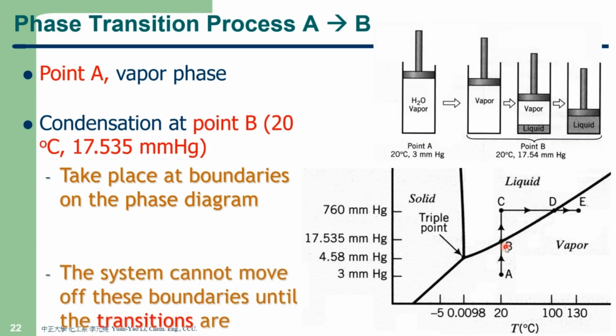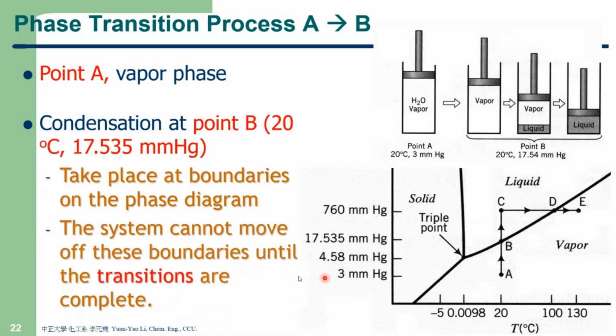So this takes place at the boundaries on the phase diagram, and the system cannot move off these boundaries until the transition is completed. Transition completed means there is no bubble of H2O vapor left at this point. There's only liquid water, and no H2O vapor at all. So it's here, and once you push it harder, something happens.